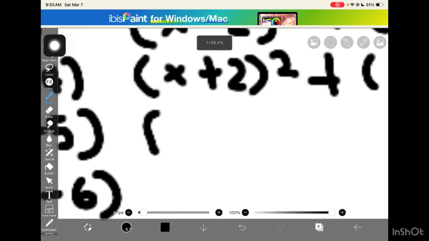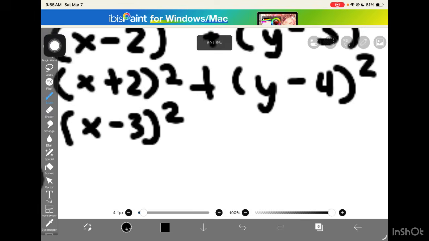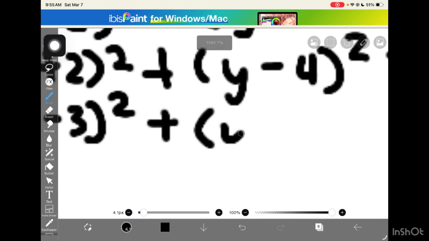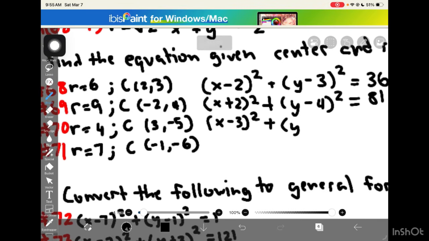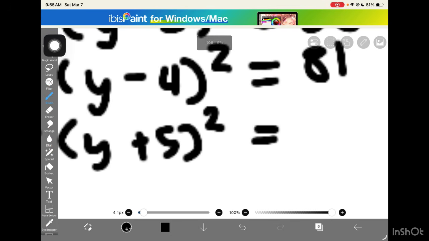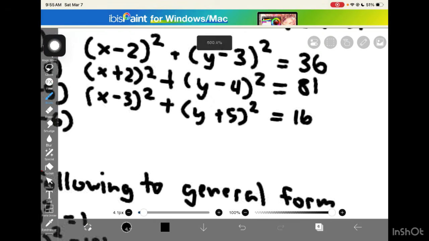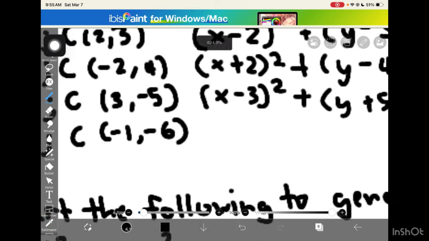Keep repeating it again. Okay? 3. Inverse of 3, negative 3. X minus 3. Squared. Then plus y minus 5. The opposite of negative 5 is positive 5. Plus 5. Squared. Again, it's very simple once you get the hang of it. 4 squared. 16. Last one.